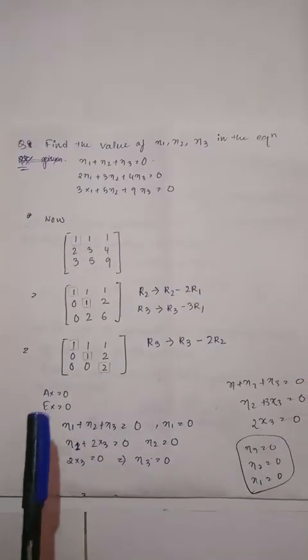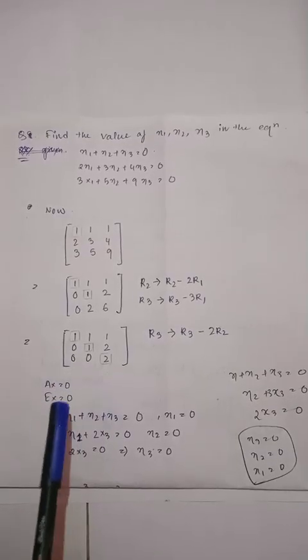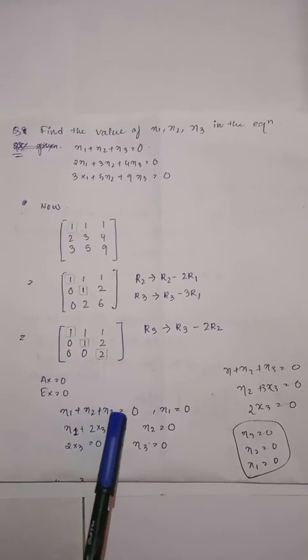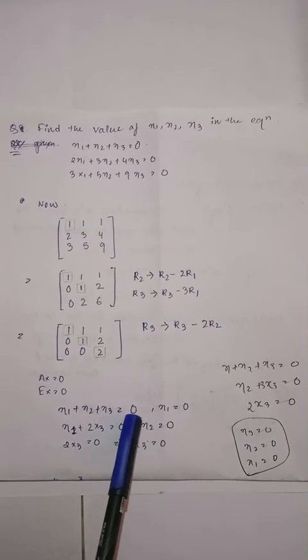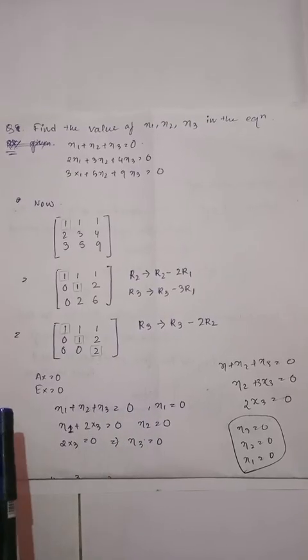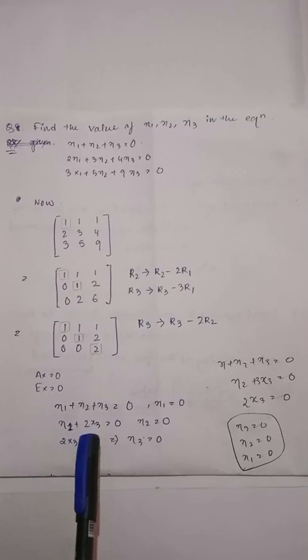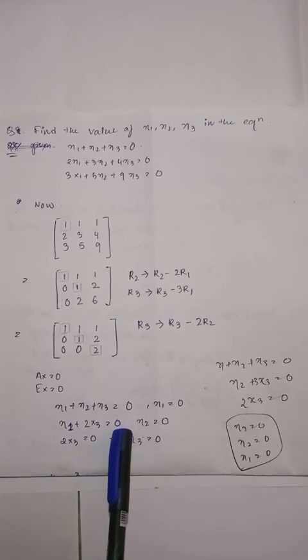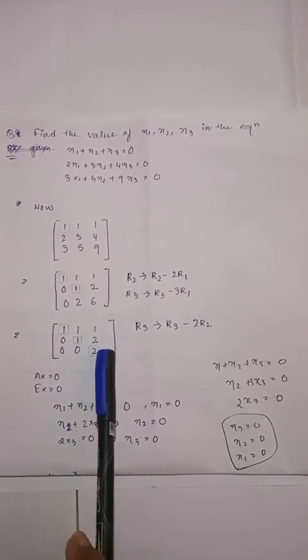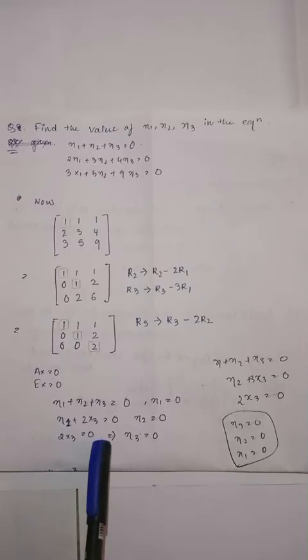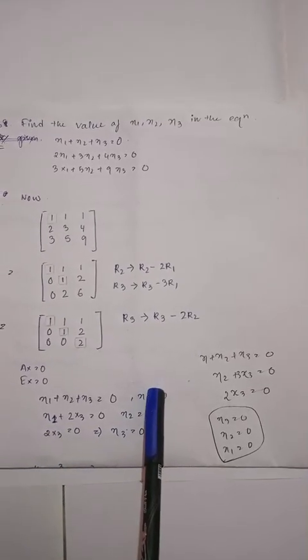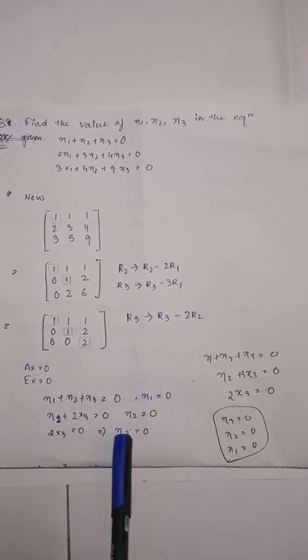So now we take Ax is equal to 0. Therefore we compare this with x1, x2, x3, which will automatically give 0. Then in this row, x1 is 0, x2 is 1 and x3 is 2. In the last row only x3 is present, so 2x3 is equal to 0. Therefore x1 will be 0, x2 will be 0 and x3 will be 0.